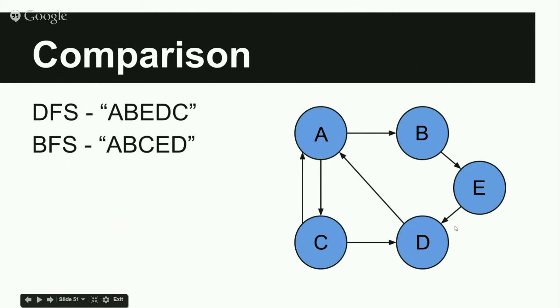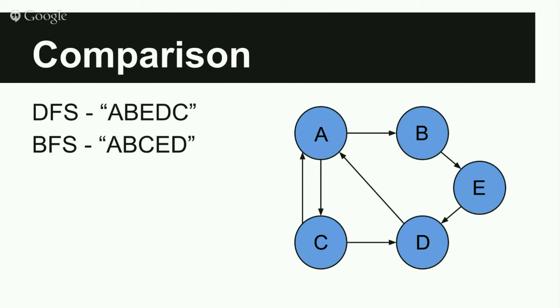Whereas with breadth first search, you process all the neighbors first. So if you start at A, the only 2 nodes you can reach are B and C. Then all of B's neighbors get processed. So that's where E comes in. And then C's neighbors get processed, and that's where D comes in. So you see A, B, C, E, D.